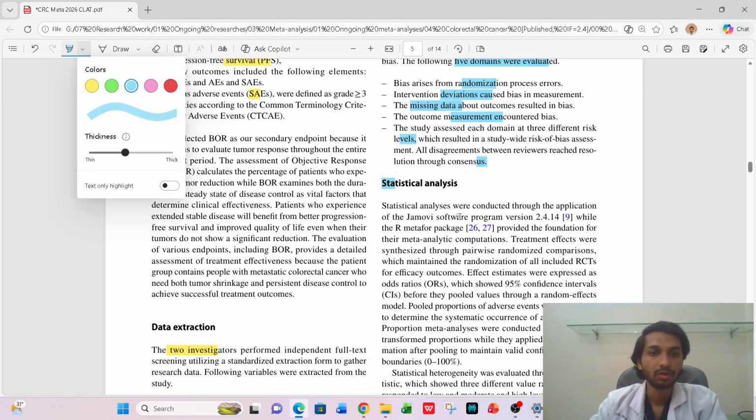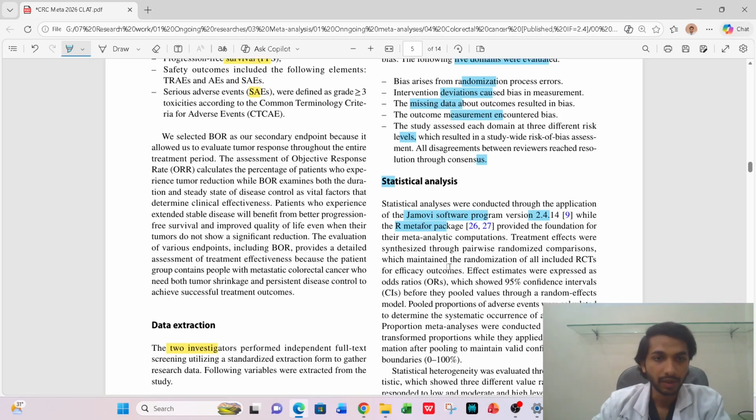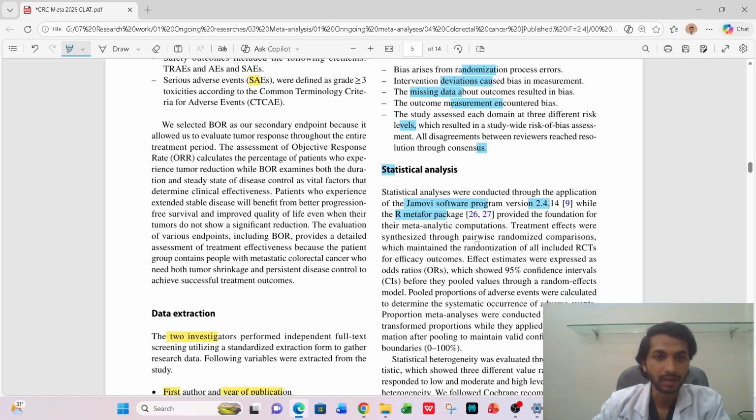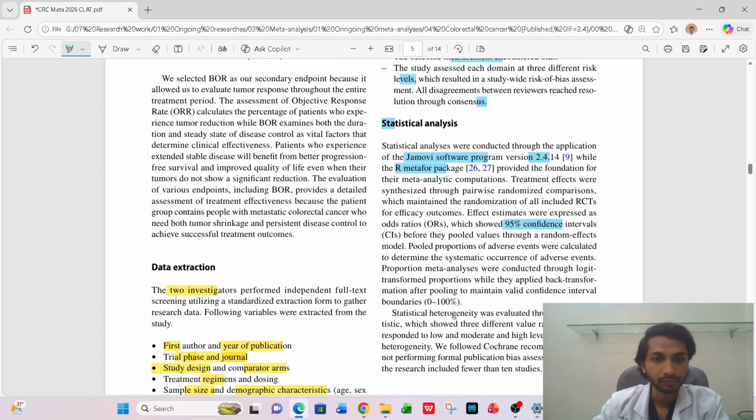Statistical analysis here is done on the Jamovi software program. They have mentioned the version and the R metafor package, so there are two software used in this analysis. Here they mention that the treatment effects were synthesized through pairwise randomized controlled trials, and they have mentioned all of them, including the 95% confidence interval. They also mention all of these things before the pooled value is shown to you.